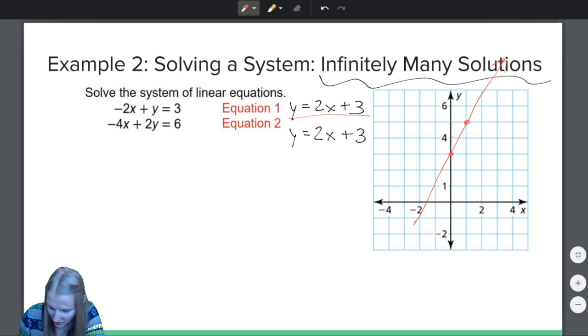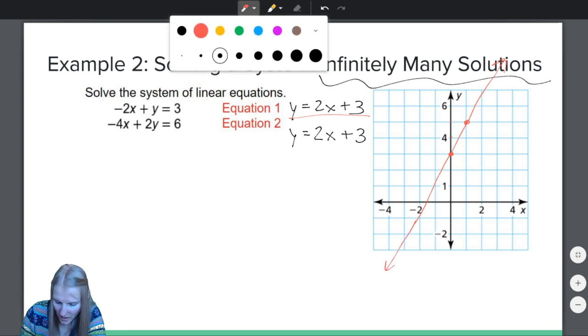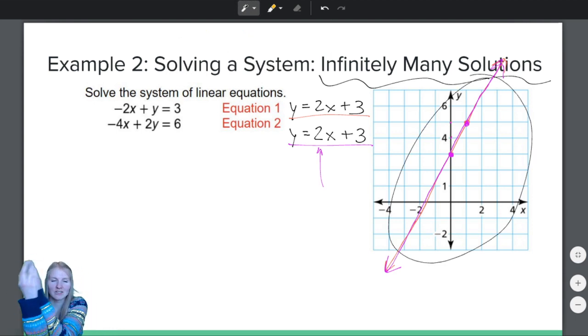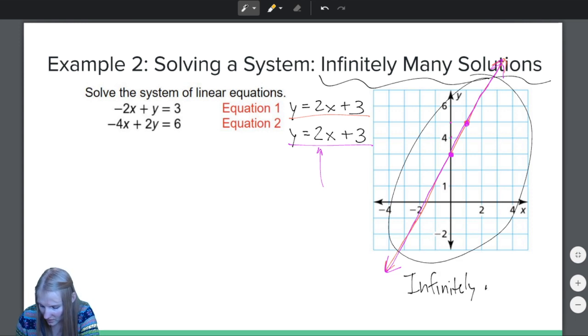Like this. And if I graph equation number 2, my y-intercept is 3 and my slope is 2, so I go up 2 over 1. Oh my goodness, they're the same line. And remember, if I have the exact same line, like 2 of the exact same line, right on top of each other, it means that there are infinitely many solutions.